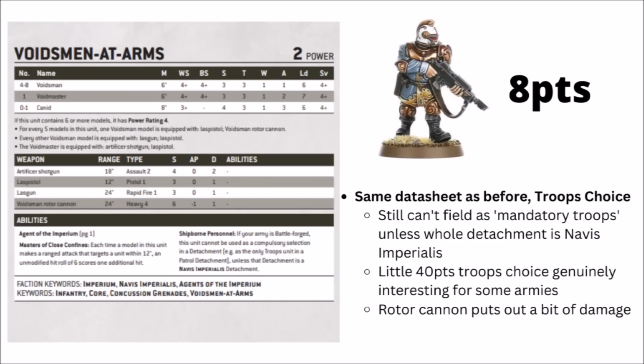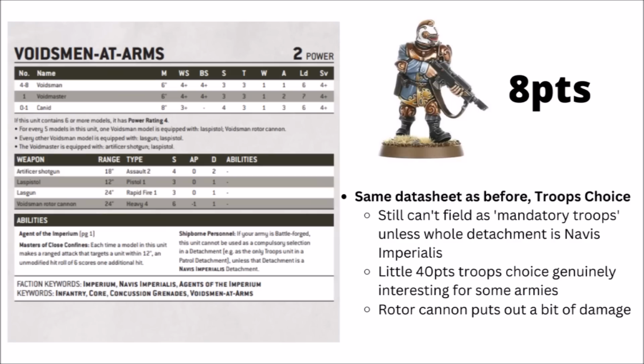In terms of actually being a strong unit, I feel like the Voidsmen at Arms are a fair bit more interesting. These are the guys that come in that Rogue Trader box set, the one that recently came out for Kill Team, and again these seem to be the same downloadable datasheet as they were before, having that same restriction that they can't be taken as mandatory troops outside of a Navis Imperialis detachment.